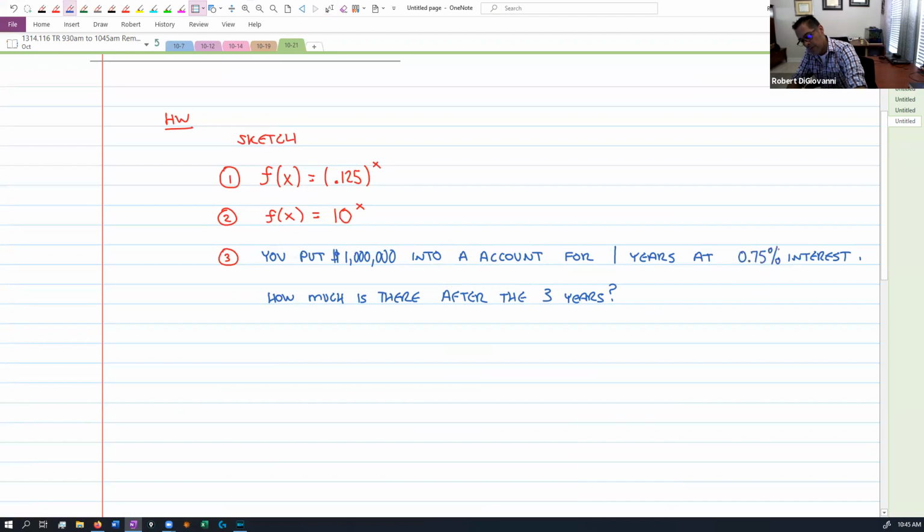So the interest rate is 0.75%. Be careful. It's a decimal, right? But it's a percent. It's a decimal of a percent. So you still need to convert that to a decimal. And how much is there after 1 year? Understand the question?